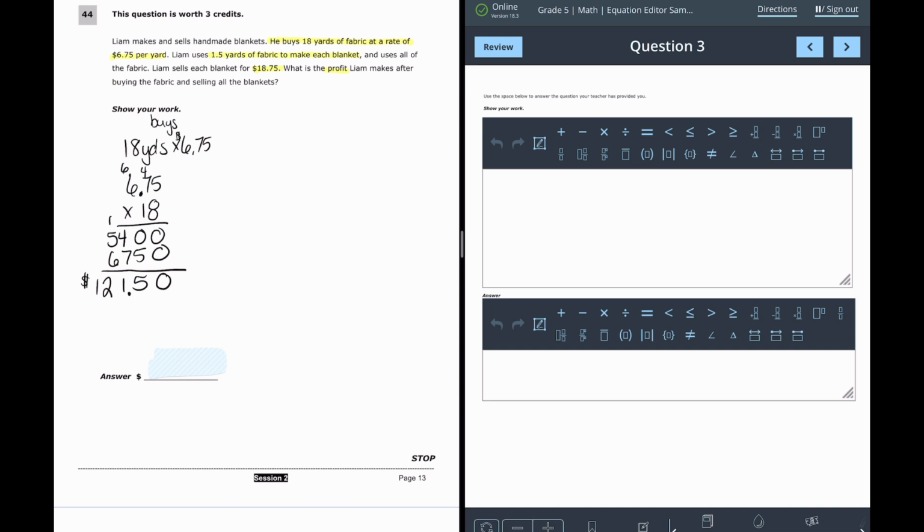Now we want to see how much he's going to make. So, okay, he has 18 yards. He uses 1.5 yards to make blankets. So now he makes the blankets. He has 18 yards, and for every single blanket he uses 1.5 yards. So this is going to be division.